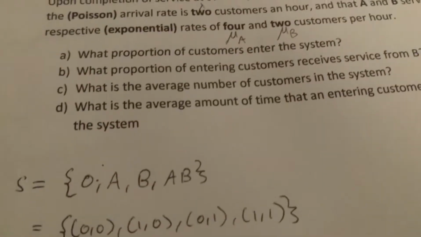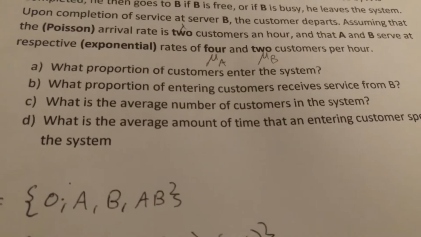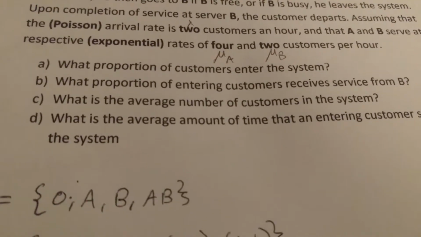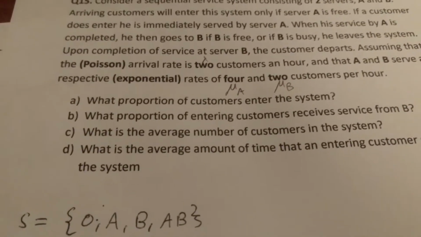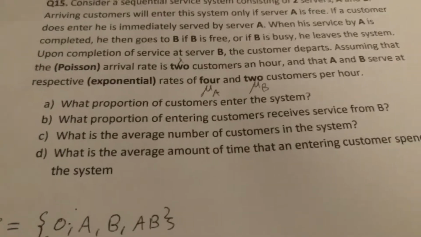Part C is pretty easy. So what is the average number of customers in the system? So pretty much it's the long run number of customers in the system. So we're figuring out the expected value of the number of customers that will be in the system over time. So let's have a look.